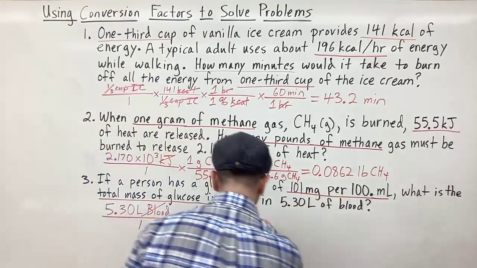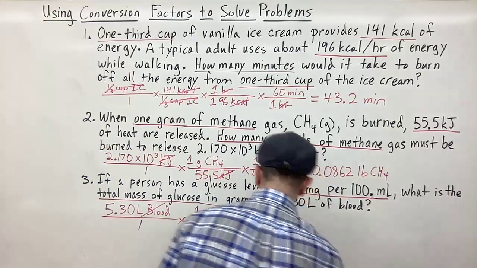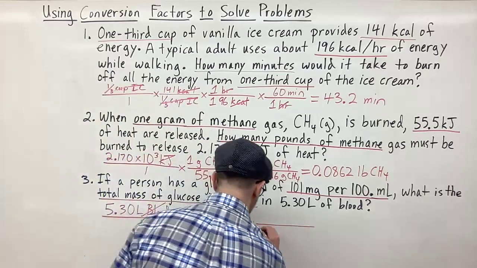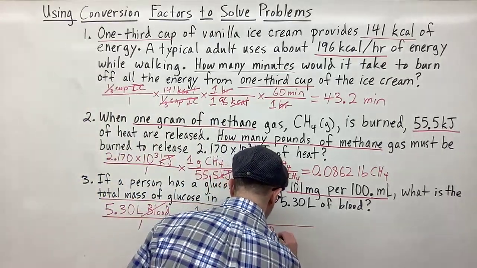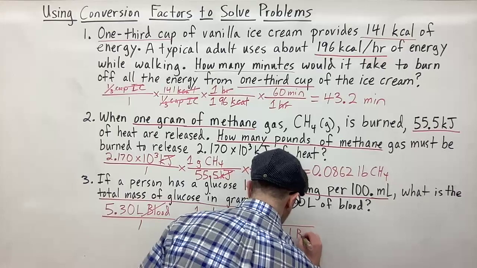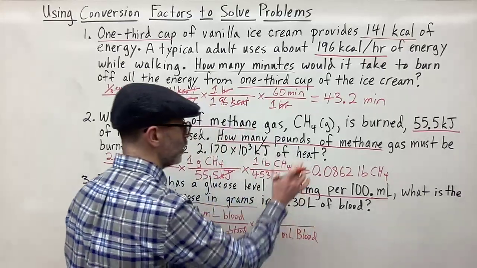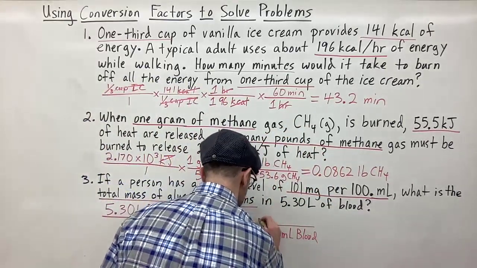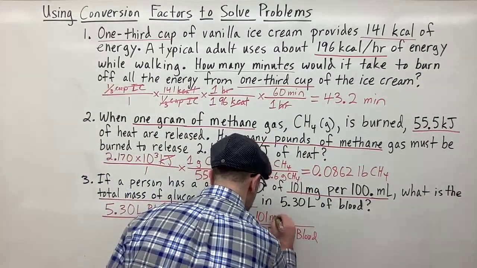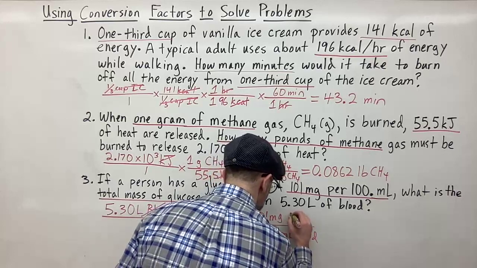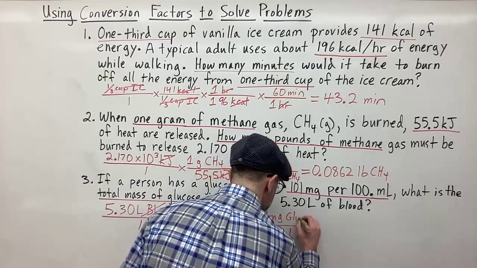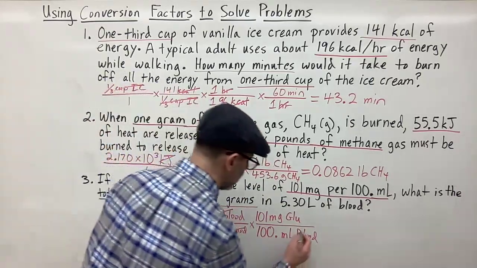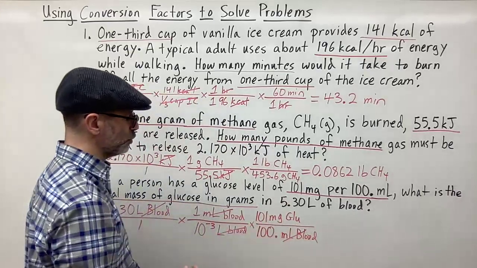So now we can put this down. So here on the bottom, we're going to have 100 milliliters of blood. And on top, we're going to have 101 milligrams of glucose. I'm just going to put GLU for glucose. So milliliters of blood cancels out. Now we have milligrams of glucose.